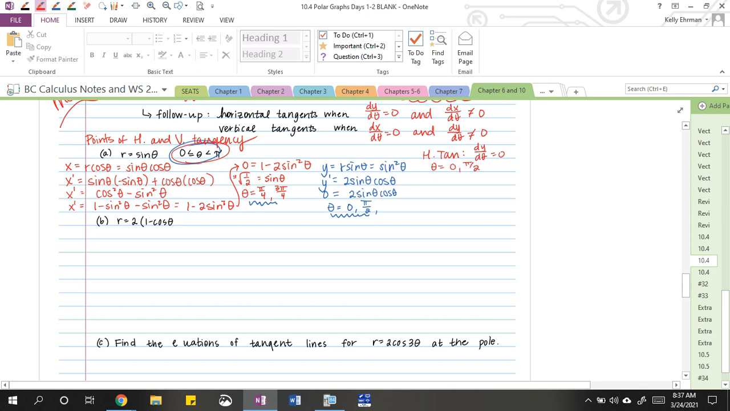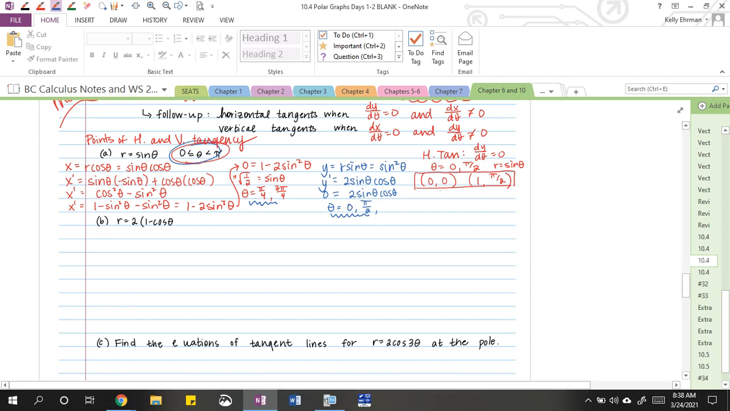How do I get the points of horizontal and vertical tangency? Remember, points are r, theta. So r is sine theta. So sine 0 is 0, and the angle is 0. Sine of pi over 2 is 1, and the angle is pi over 2. So I should probably write this in here. How am I getting r? I'm doing sine theta, and the angle just goes in. So these are points of horizontal tangency.